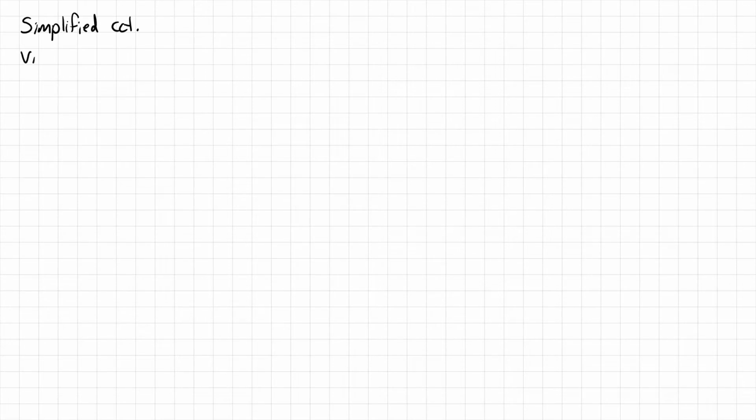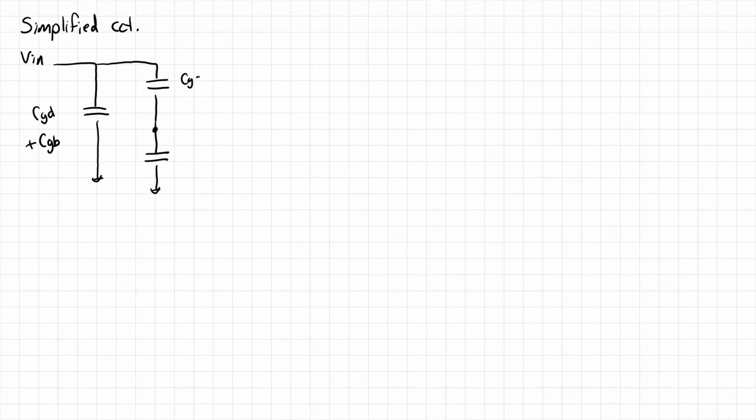So we have Vn, and it goes through, I'm going to call this capacitor here CGD plus CGB. Both are to ground. And then we have another capacitor over here. This is CGS. We have our main dependent current source generator that we can't simplify because it has two variables in it that aren't directly related to its terminal voltages.